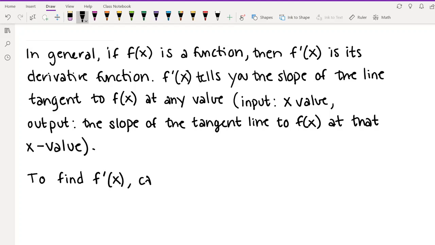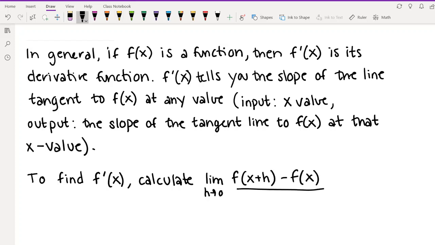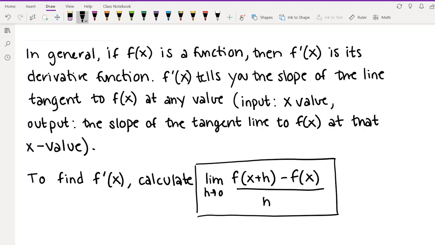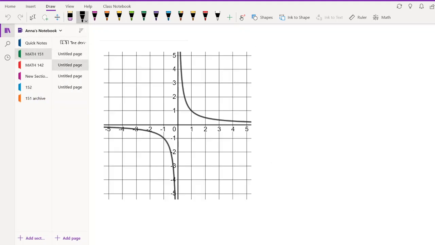You have to calculate the limit. And so we're now going to be doing the limit as h approaches 0 of f of x plus h minus f of x over h. So this is now our new limit definition, because now we're not doing it individually for each number, we're just doing it with x.